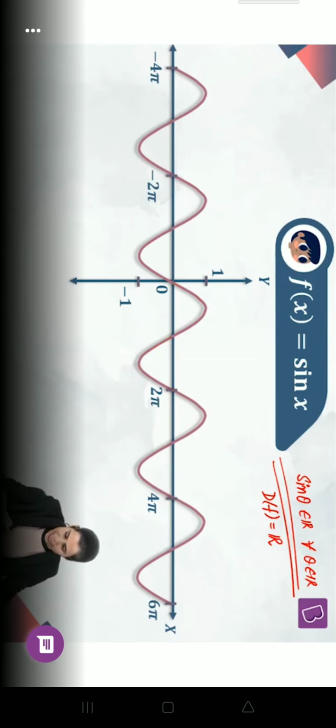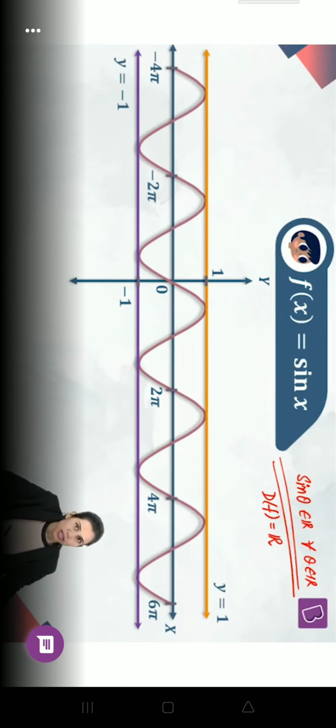This means there is absolutely no real theta for which sine theta is greater than 1, and there is absolutely no value of theta for which sine theta is less than minus 1. So the maximum value of sine theta for any theta is 1, and the minimum value of sine theta is minus 1. Got it? Understood?